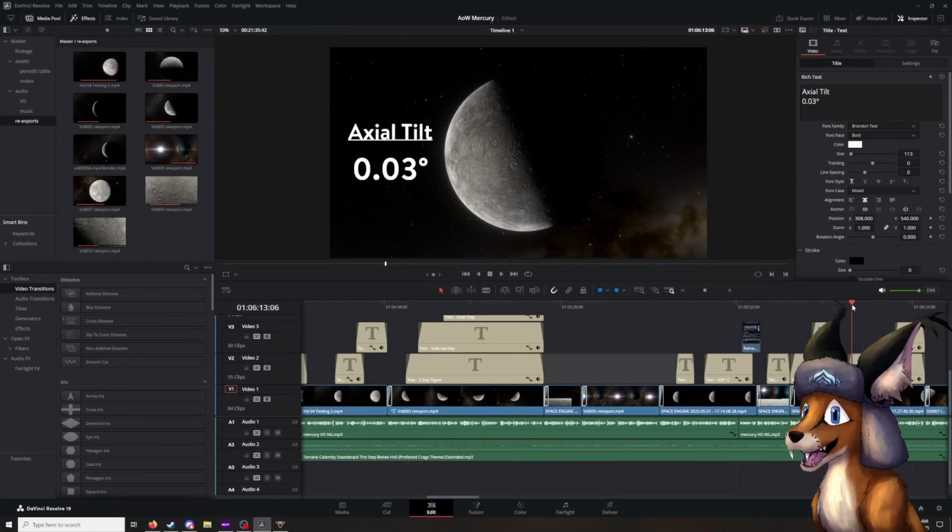But I mentioned how it has a really low axial tilt, and at a glance, this looks tilted as hell. I wish I rotated this before I filmed it, but filming stuff in Space Engine was genuinely so difficult to a point that I was just like, you know what? I'm just using it as is.